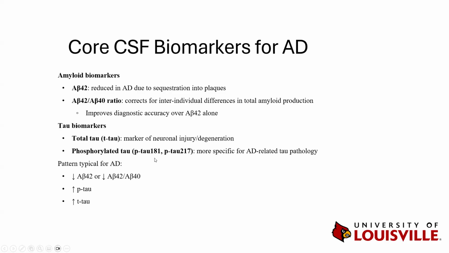You guys have probably seen some tests. How do I decide which one to use, which one's better? But again, this is what we want to remember: amyloid beta should be decreased, as well as the ratio, and phosphorylated tau and total tau should be increased.